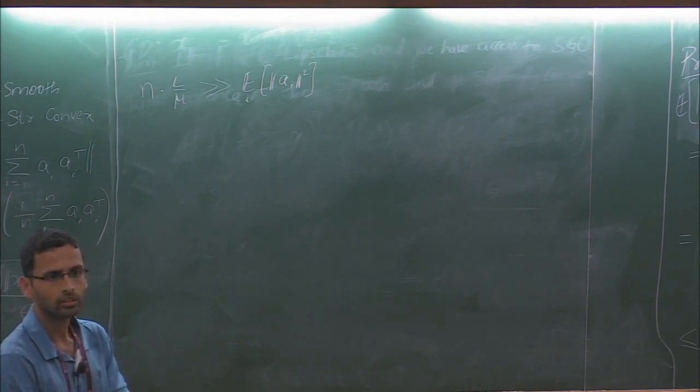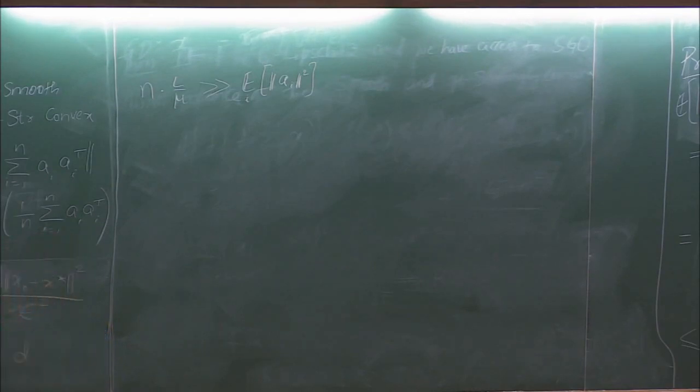AI is a data point. So AI, BI are the data points, and then X is my parameter vector.